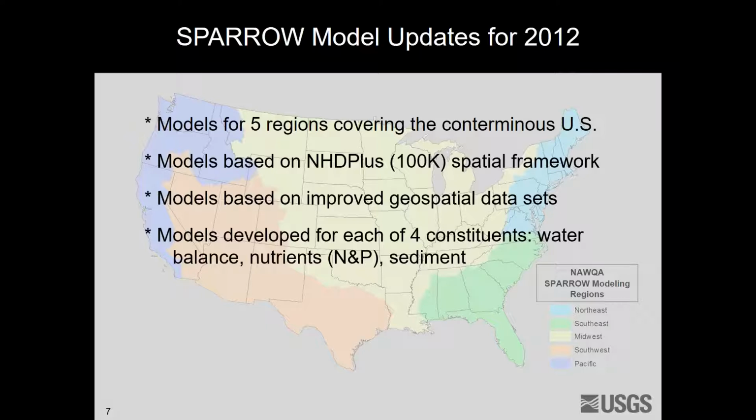And then for this go around, we modeled for 4 constituents, including water volume in the streams, nutrients, nitrogen and phosphorus like before, and then suspended sediment as well. And we now have all of those models completed. We're in the process of publication, and we expect to have that completed in 2019, probably the 3rd quarter of 2019, and they should be available at that time.